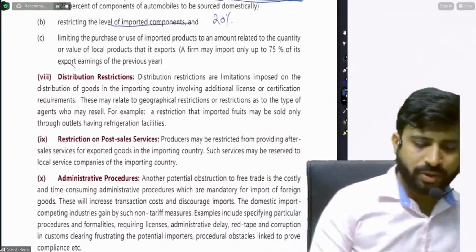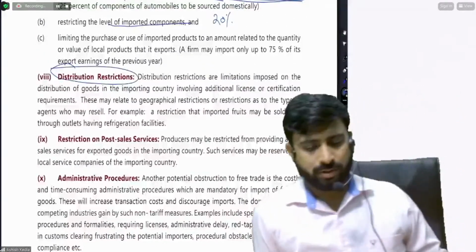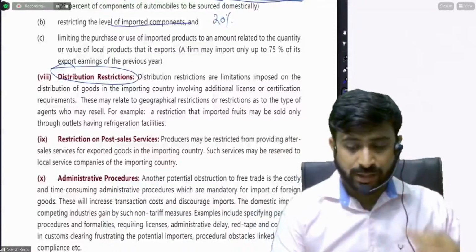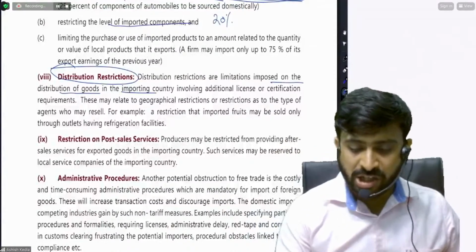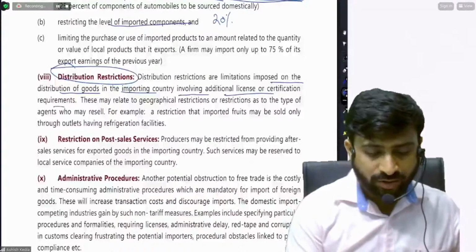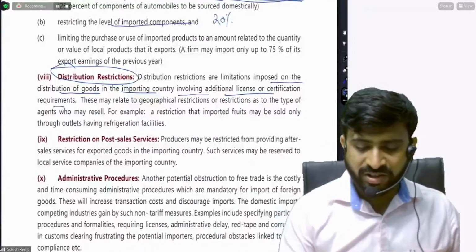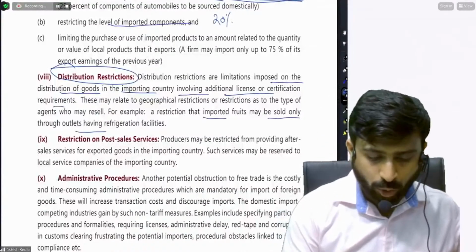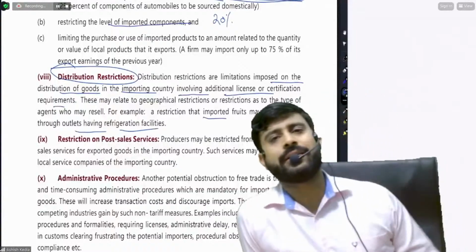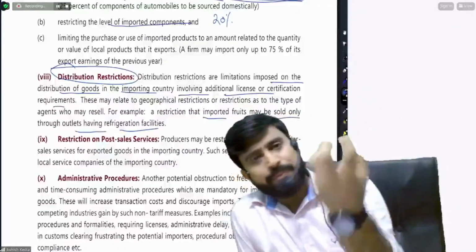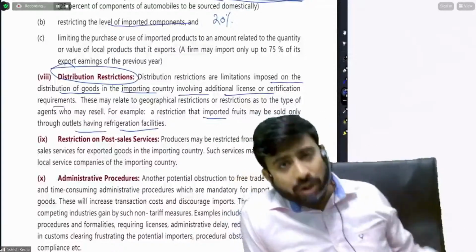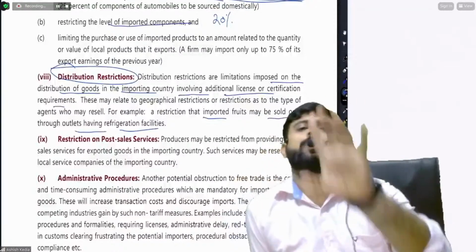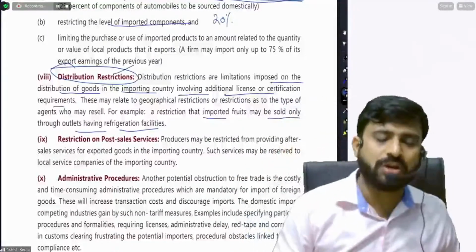Friends, then there is something called distribution restrictions. Distribution restrictions are limitations imposed on the distribution of goods in the importing country, involving additional license or certification requirements. For example, a restriction that imported fruits may be sold only through outlets having refrigeration facilities. You can import, no fuss about that, but after importing, where you can sell in the importing country, there is a fuss about that. That is distribution restriction.